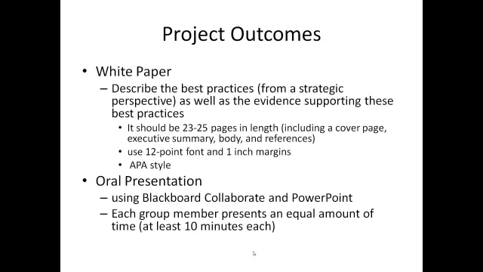There are two main outcomes of your group project. One is a white paper. This is a paper where you describe the best practices from a strategic perspective, as well as the evidence that you've gathered supporting these best practices. So I'm looking for a paper that's 23 to 25 pages in length. Now that does include the cover page, the executive summary, the body, and the references.